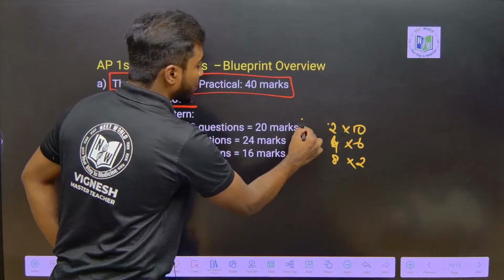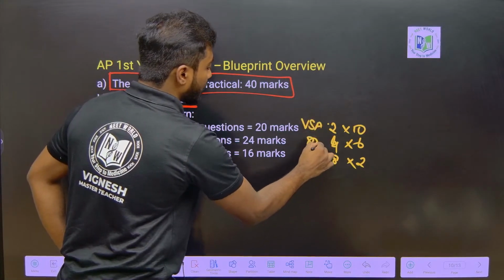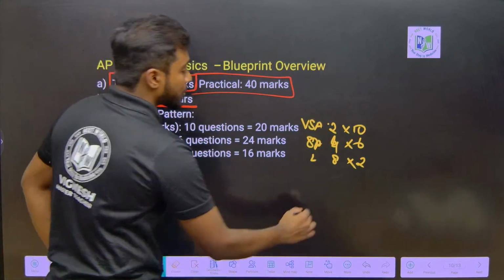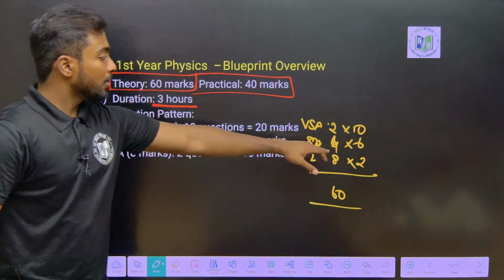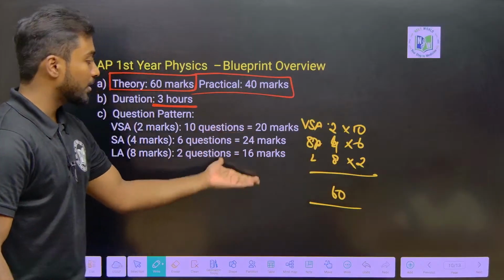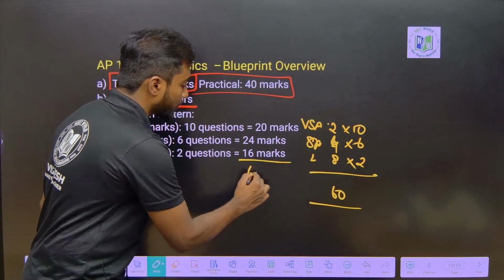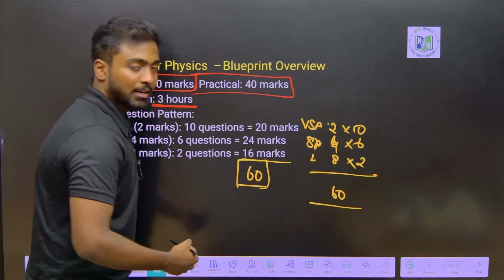2, 4, 8, very short answer and long answer. Okay, so totally I'll get 60 marks. So 20, 24 and then 16, the same thing. So 60 marks you will get. The same pattern, guys, 11th and 12th.